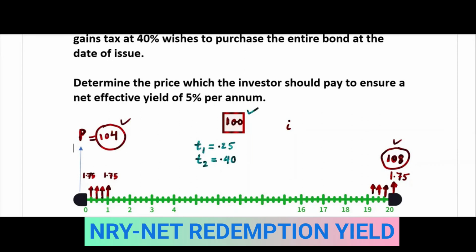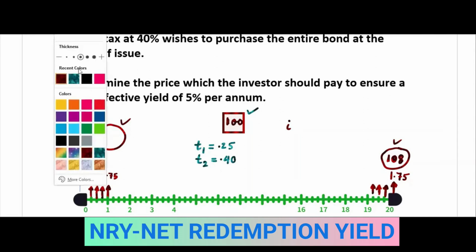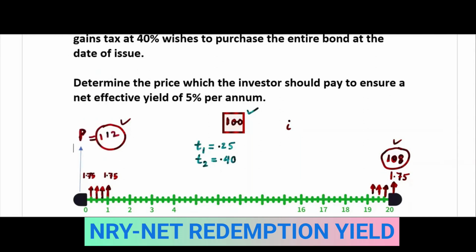Suppose your purchase price is 112 and you sold it at 108, then they will not ask you for capital gains tax because there is no capital gain here. You lost on your capital. You sold at some amount which is less than the purchase price. So definitely they will not take capital gains tax from you.